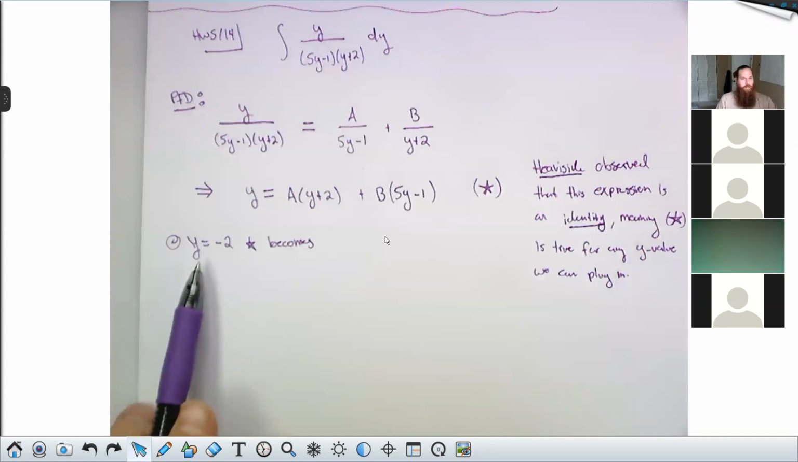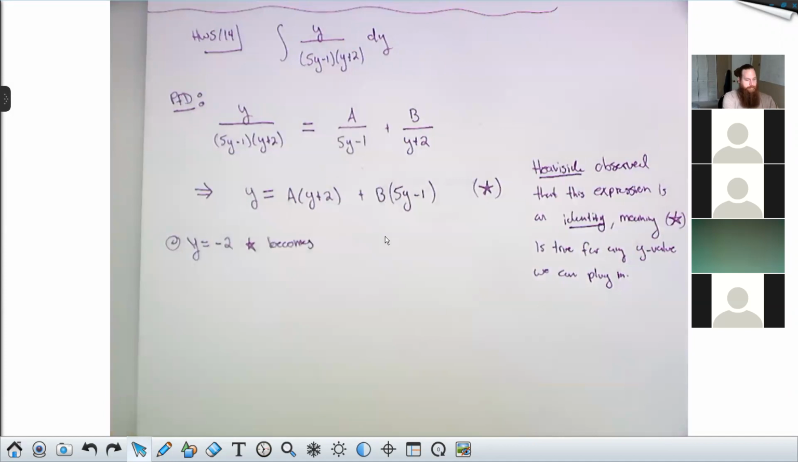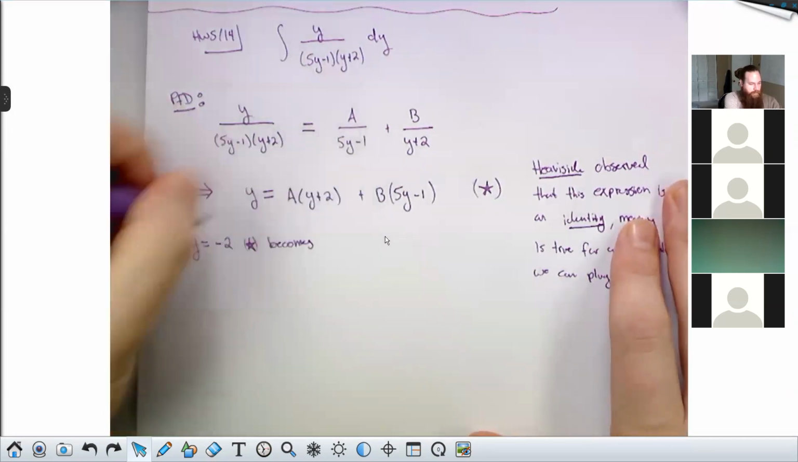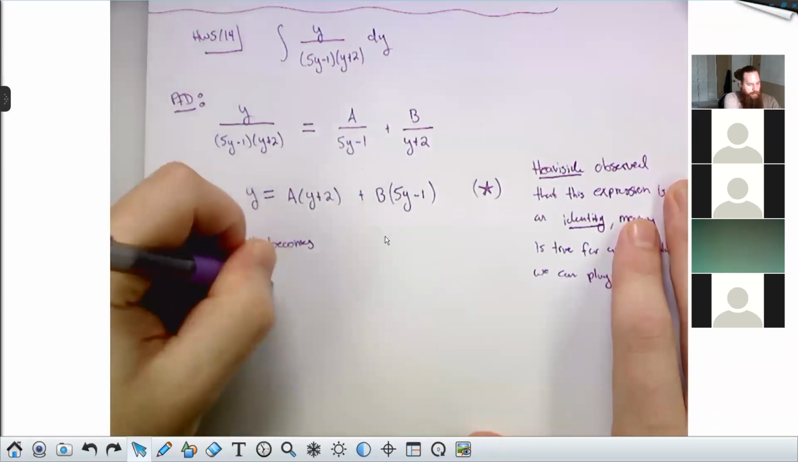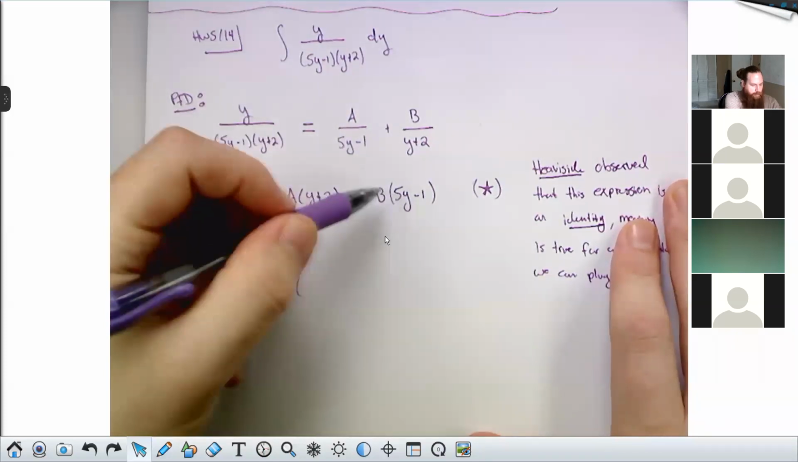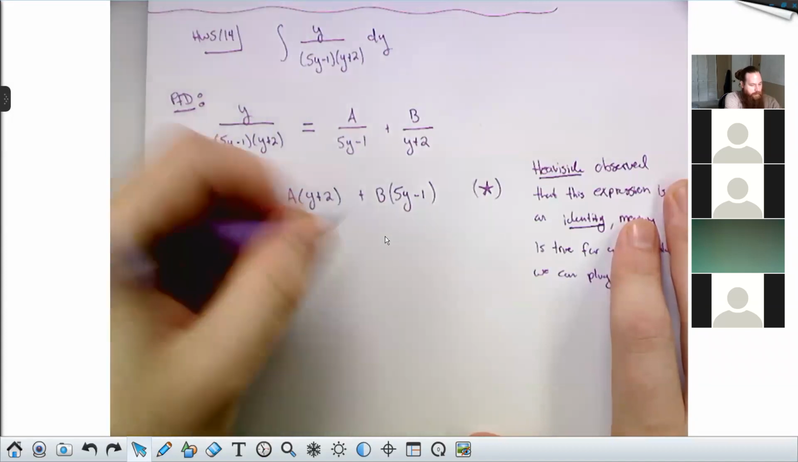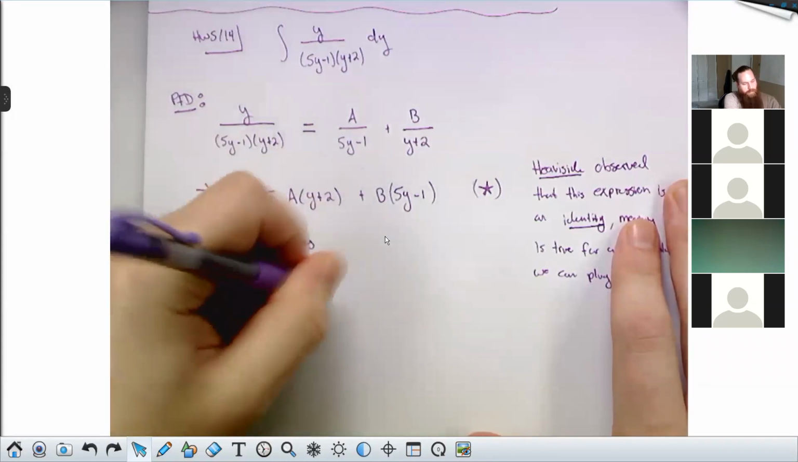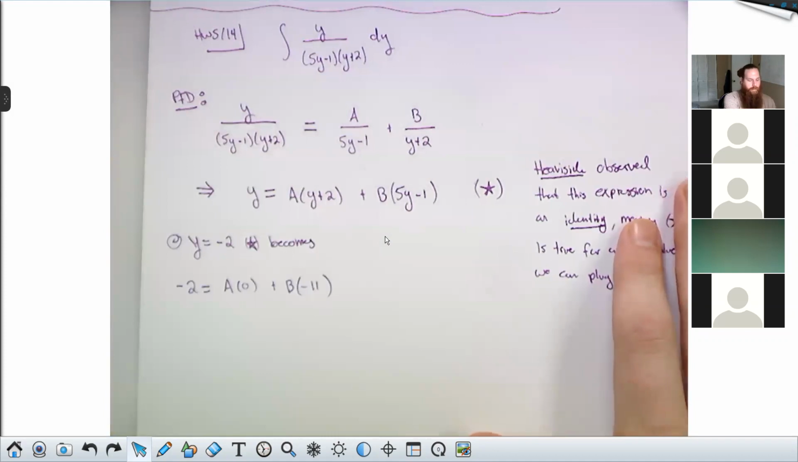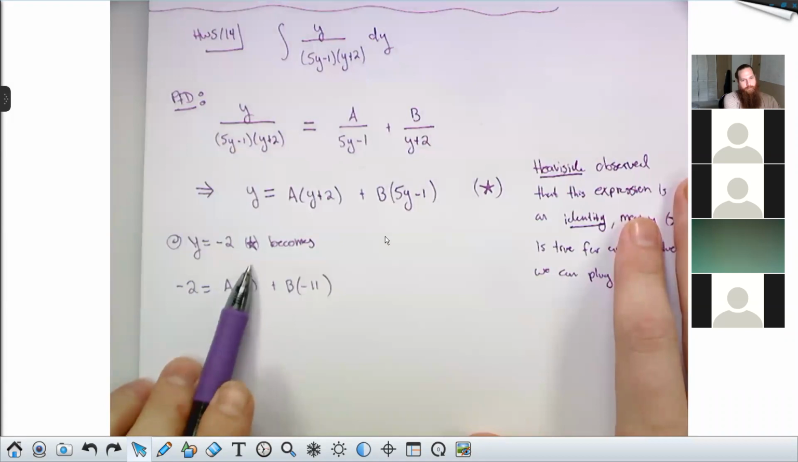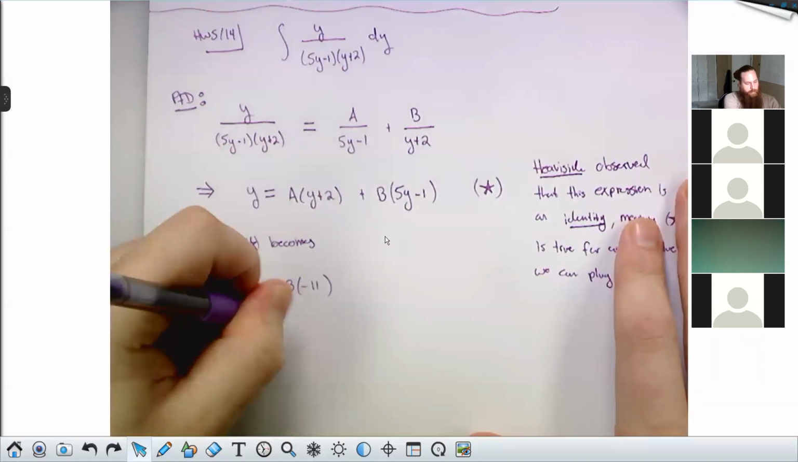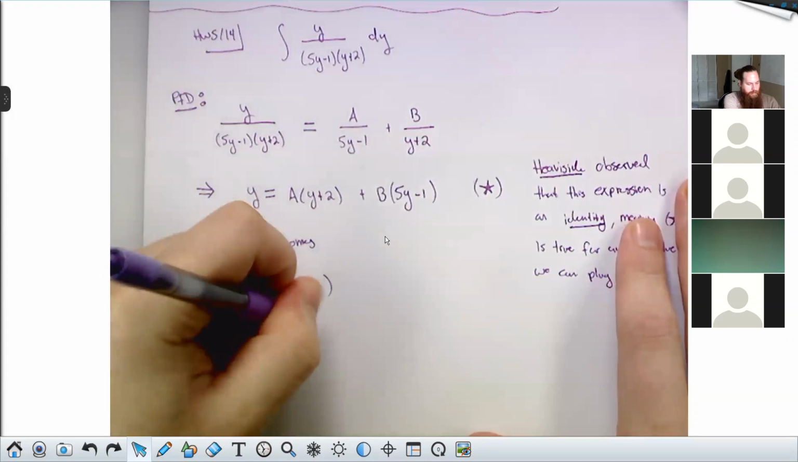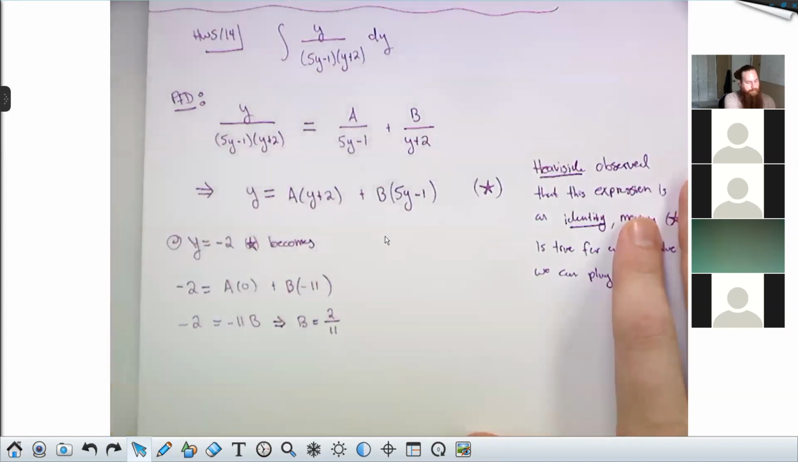So if I plug in -2 for y, something really nice happens. The identity star becomes -2 equals a times 0 plus b times (-2 times 5 is -10, minus 1 is) -11. And the miracle of doing this is that the a's go away. So I get -2 equals -11b, which implies that b is 2/11. That's the Heaviside trick.